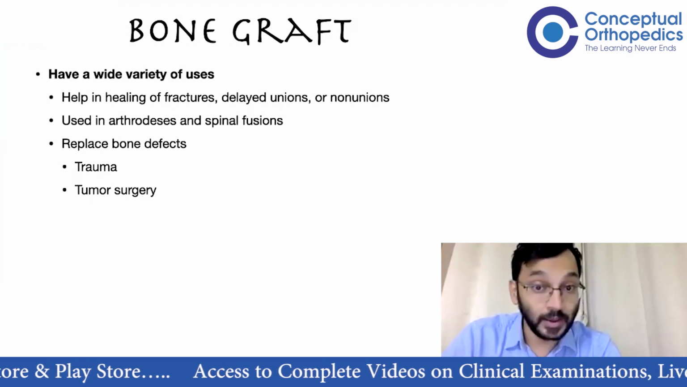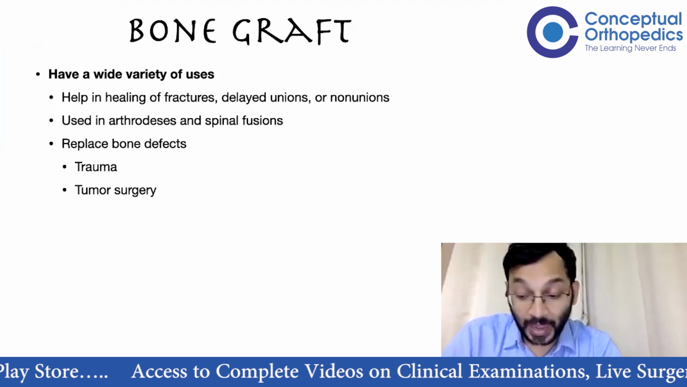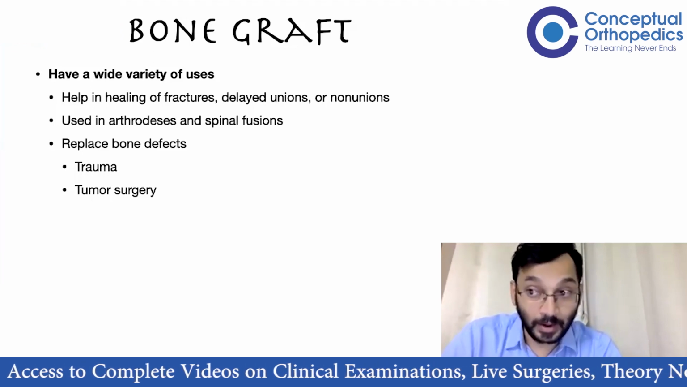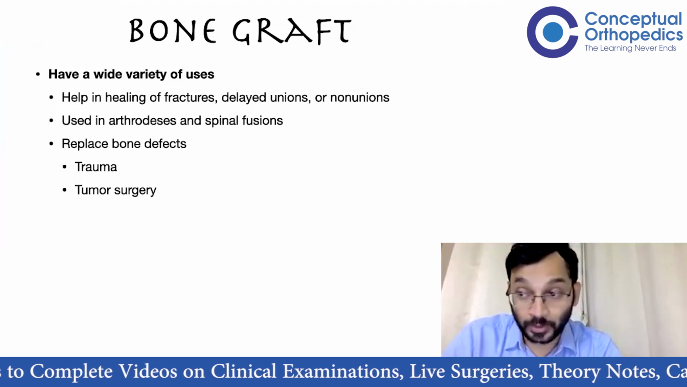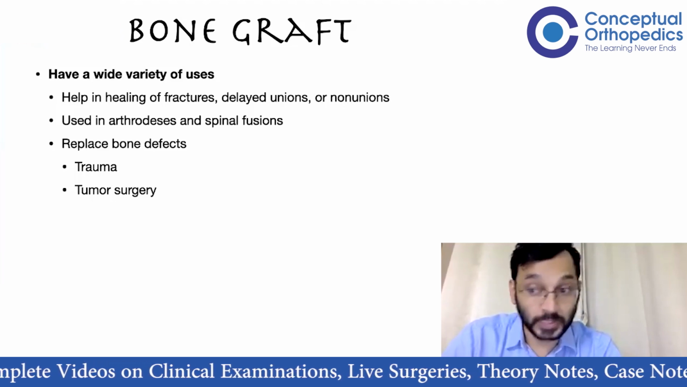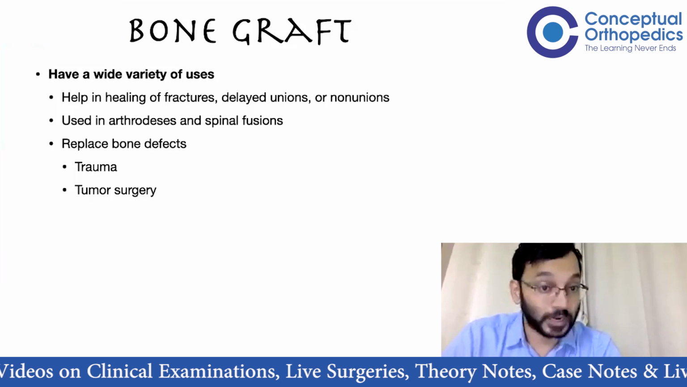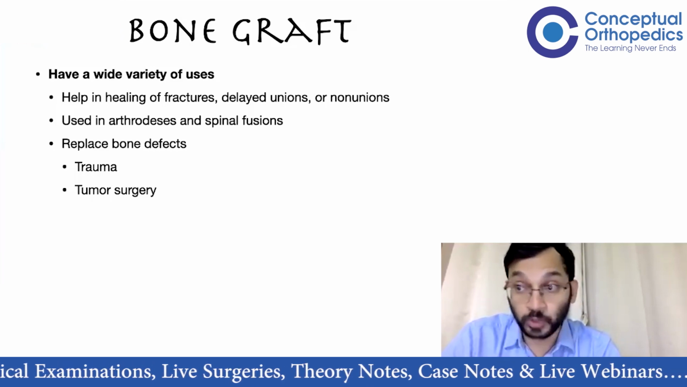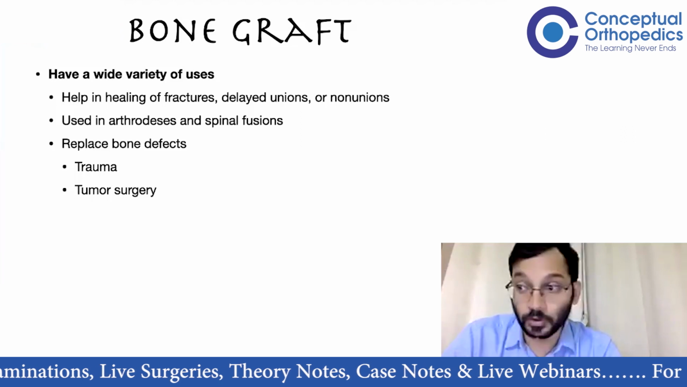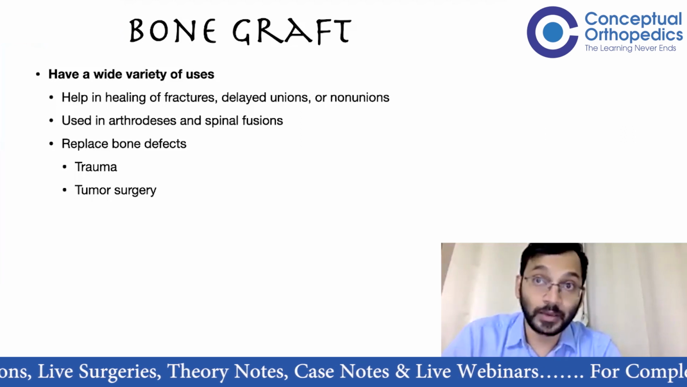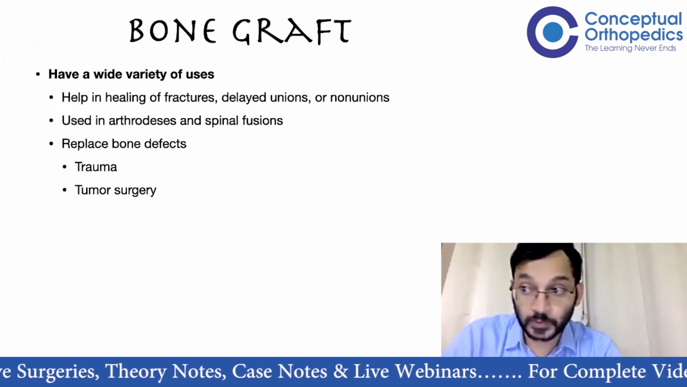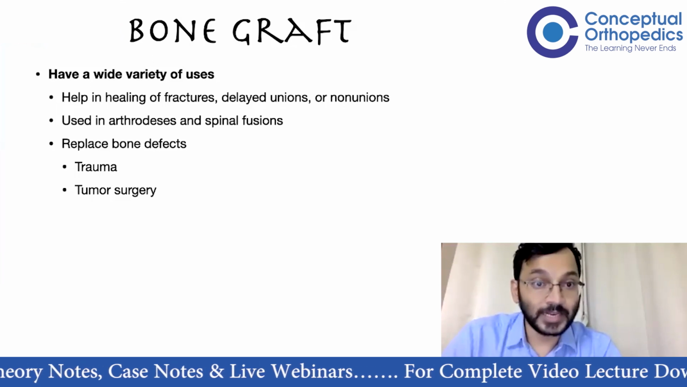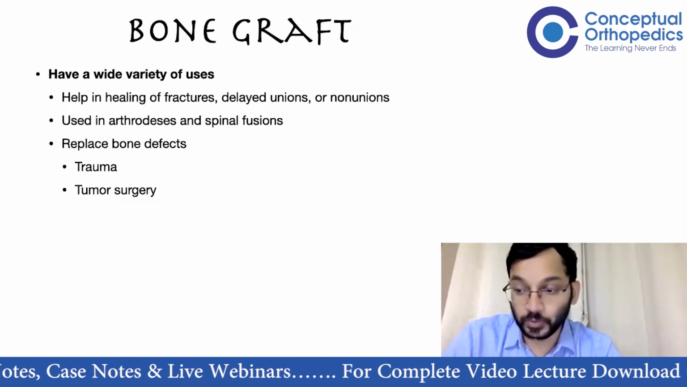for the healing of the arthrodesis or for hastening the fusion of these conditions. Apart from that, in cases where there are massive bone defects, those could be either due to trauma or in tumor surgery, we also use bone grafts. Especially for tumor surgery, we use not just the bone graft, but also what we call osteoarticular grafts, which are not just the bone, but also the joint as well. Okay, so these are a few uses where bone grafts can be used.